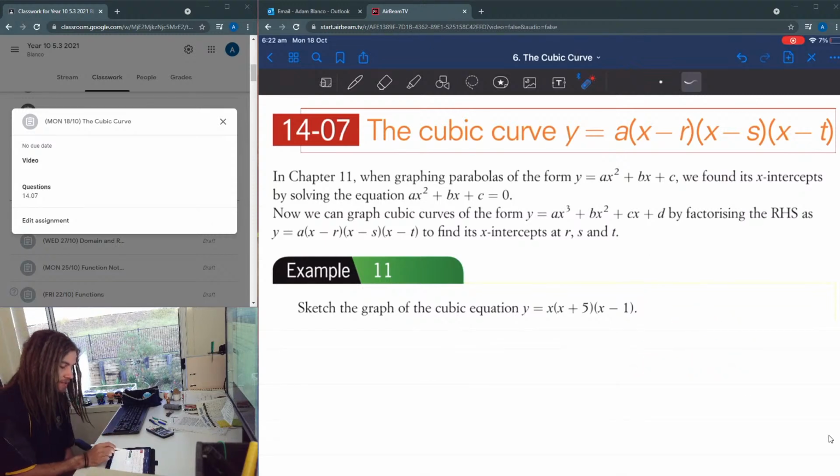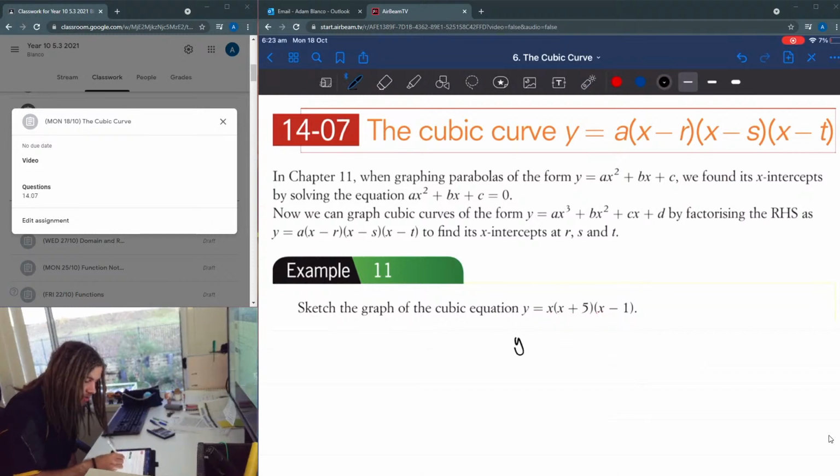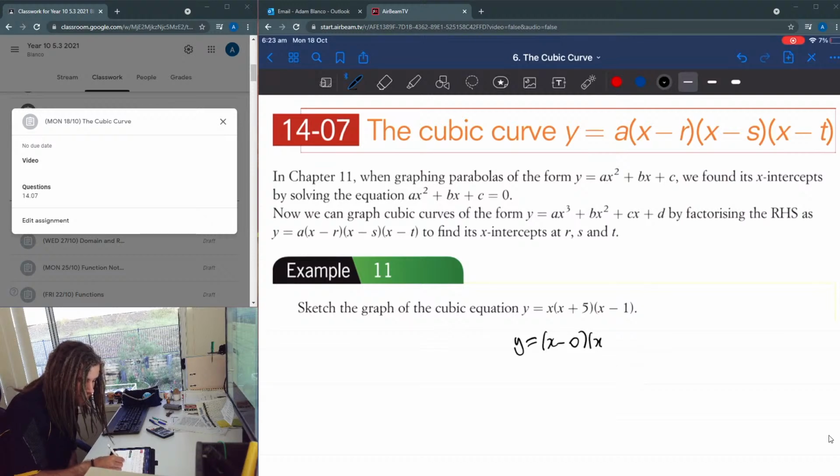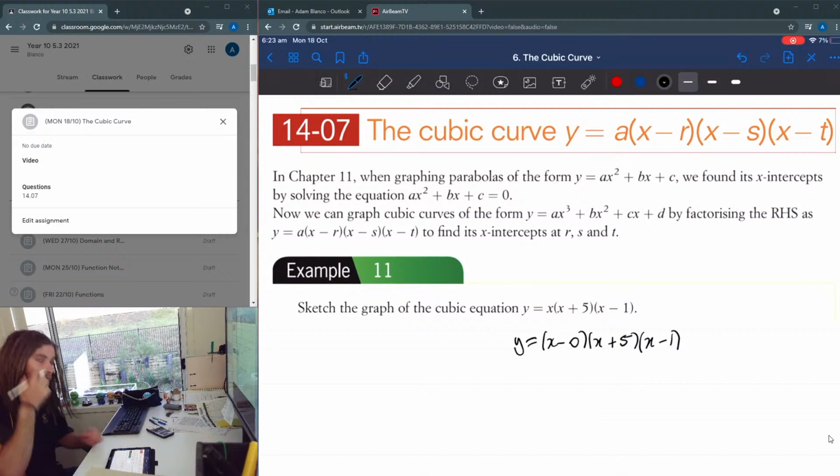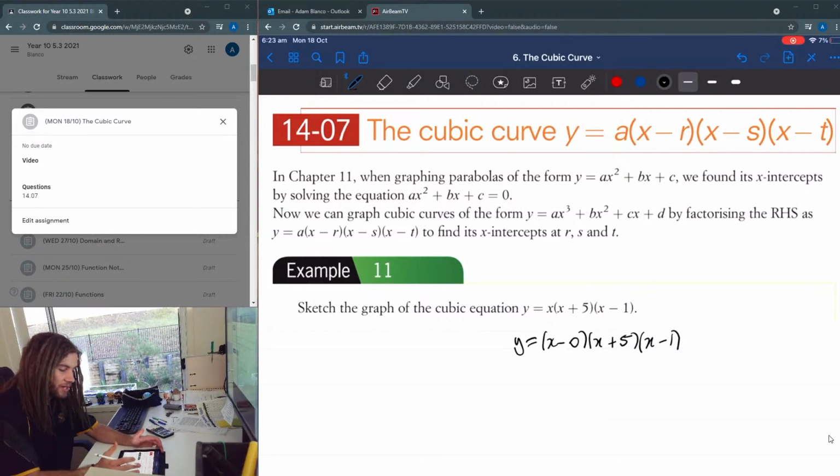Okay, so let's go through this one. What I want to do is, you'll notice also that here I only have two sets of brackets, but I've got this x out here. If I rewrite it, you can think of this x as like x minus 0, maybe. Maybe that's a little bit more confusing, maybe not. Okay, so then if I want to sketch this, the easiest way to sketch a parabola was to find its x and y intercepts, which is the easiest way to sketch anything really. So I'm going to find the x and y intercepts.